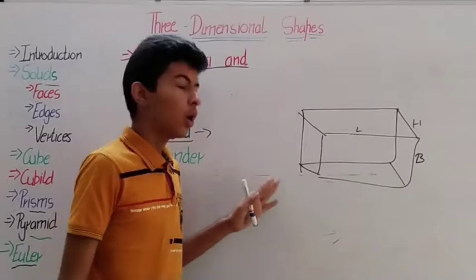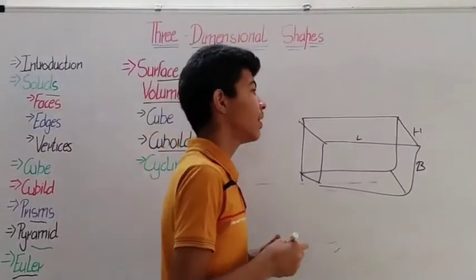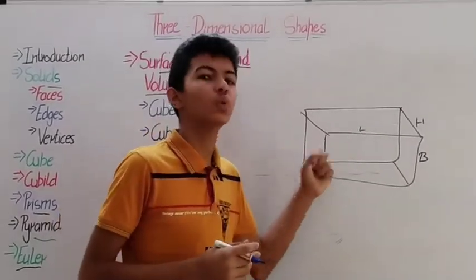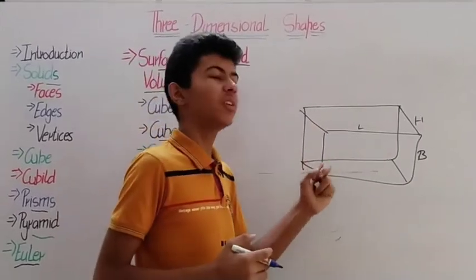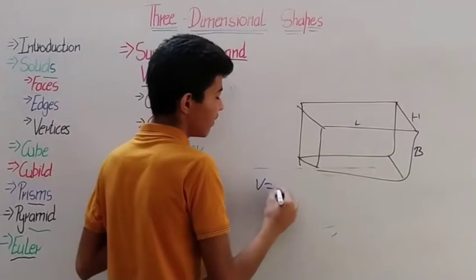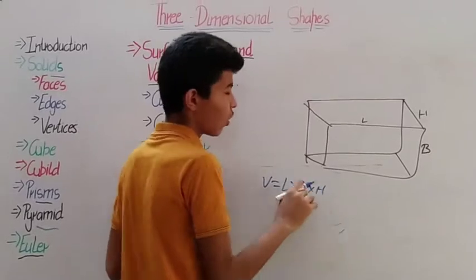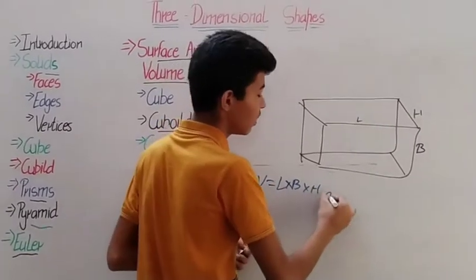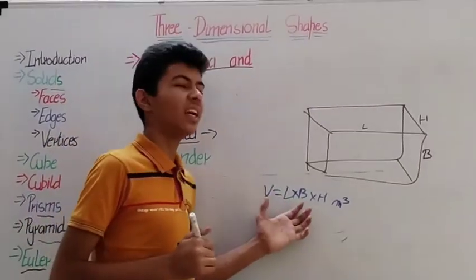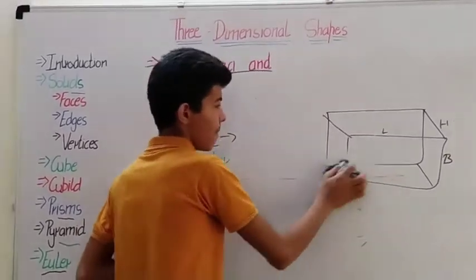Now what is the total volume of this cuboid? We know that length into breadth will give a surface area, and to create a cube we have to multiply that with height. So we can write the total volume of this cuboid as L into B into H. If it has all the same units, like meter, the unit would be meter cube, because it is multiplied by itself three times.